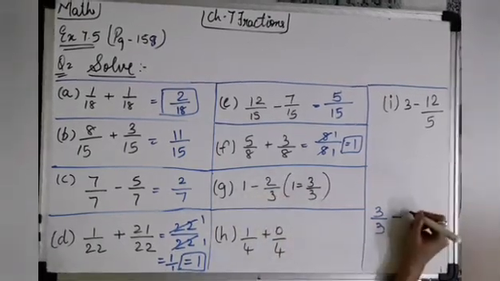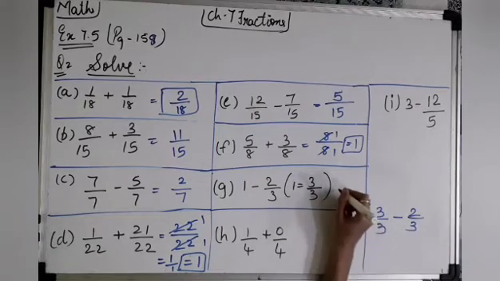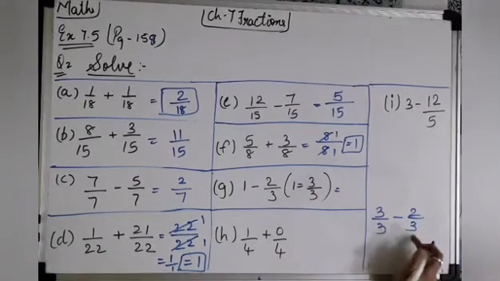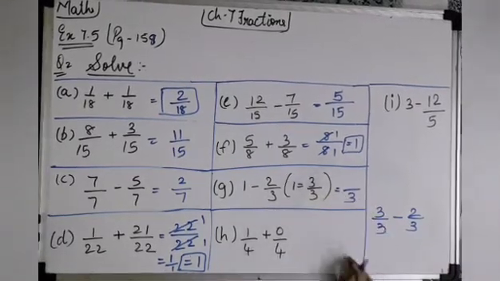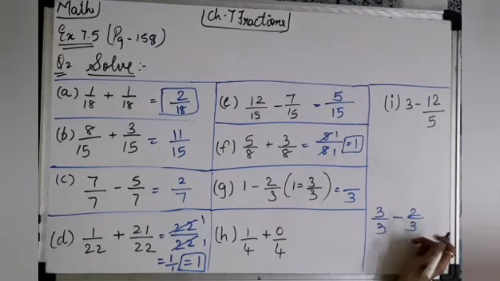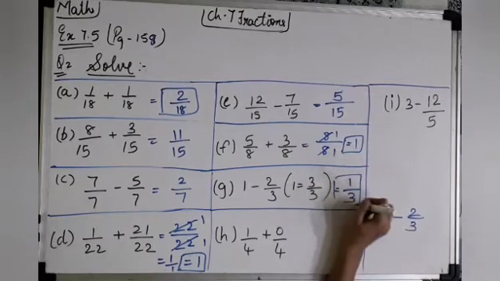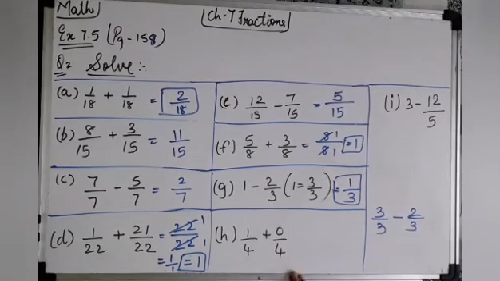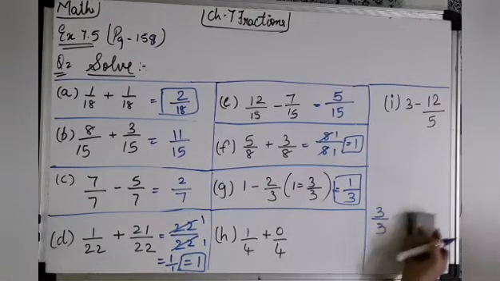Minus 2 upon 3 is there. Minus 2 upon 3. So denominators are same, so I'll write 3. 3 minus 2 is 1. So 1 upon 3 is my answer. Okay.